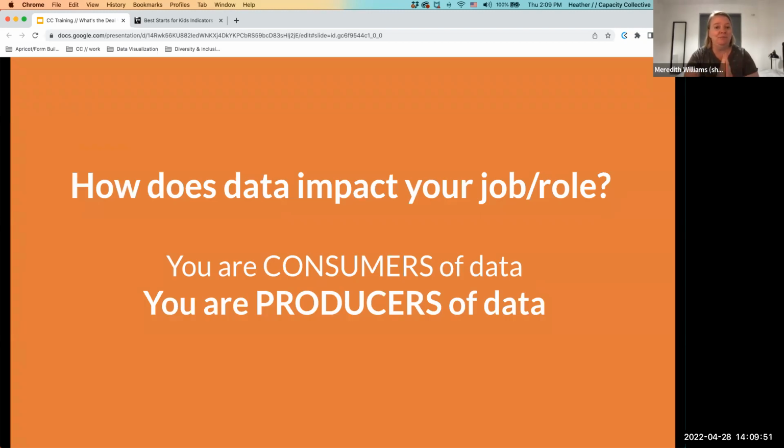All right, so we have talked quite a bit about consuming data, right? So taking it in and understanding it. Now we're going to switch gears and talk about being producers of data, right? So this is the other way that data really impacts your role. So not only are you understanding what you're seeing, but also what are you producing?